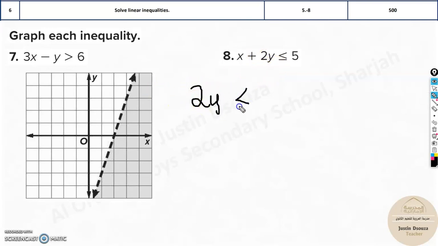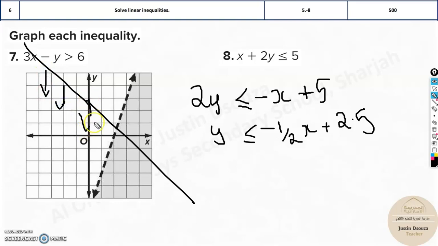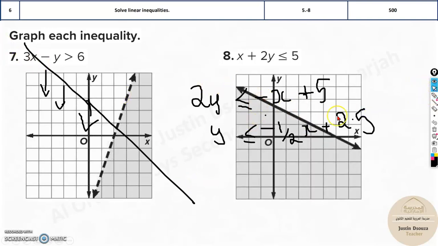2y will remain over here less than or equal to minus x plus 5. You need to divide both the sides by 2. Y is less than or equal to negative half x plus 5 by 2, which is 2.5. And the graph would be, it's y is less than, so it's downward, because negative means it's going downwards, and since it's 2.5, it's somewhere over here like this, and all the solution region is downwards. Let's check that. You can see over here, it's like this straight solid line and all the solution region is downwards.